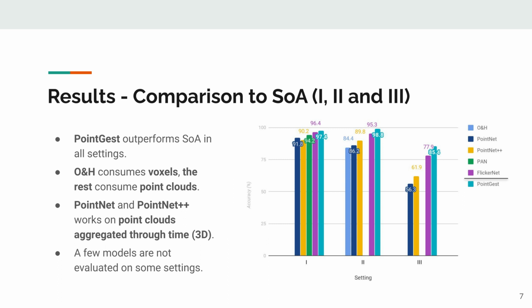We didn't have either the code or the implementation details for some models, unfortunately. So the missing bars represent the models that are not evaluated in some settings. As you see, PointGest outperforms all the models in all the settings with 1 and 5 users. There are 1, 3.5, and 7.6 accuracy improvements on settings 1 to 3 respectively.